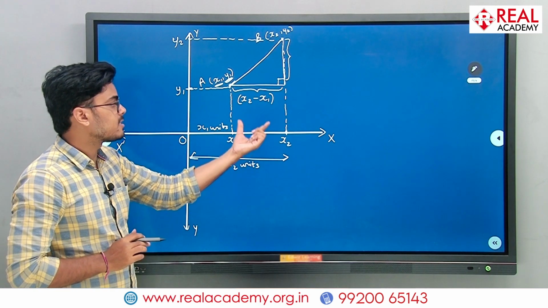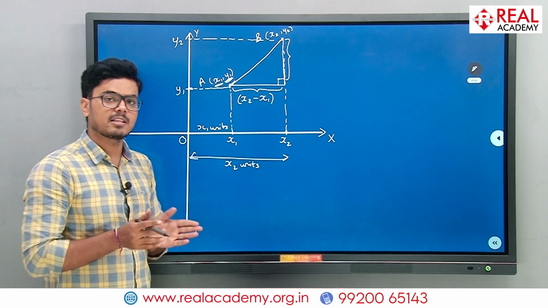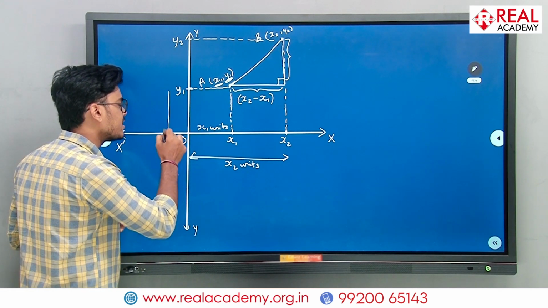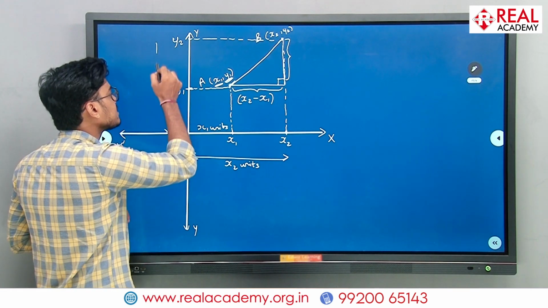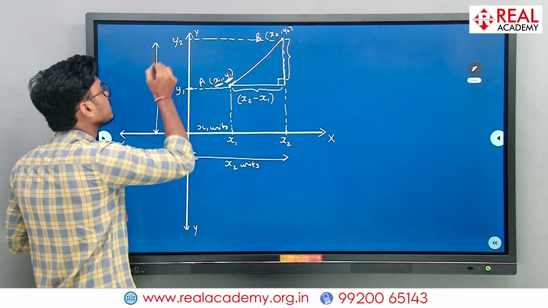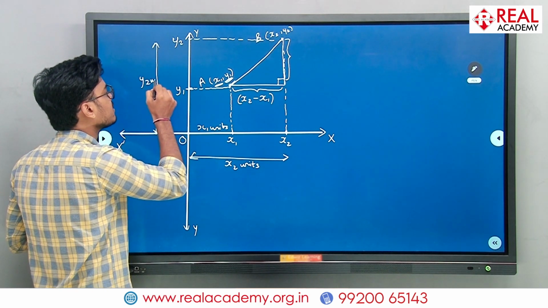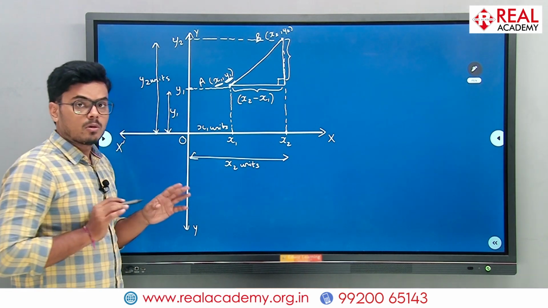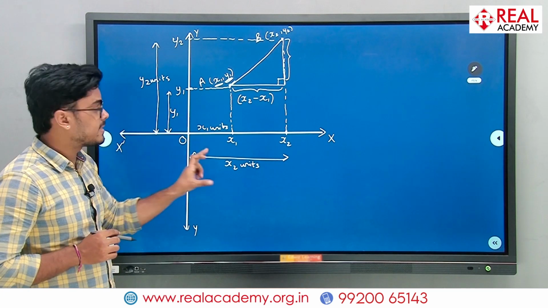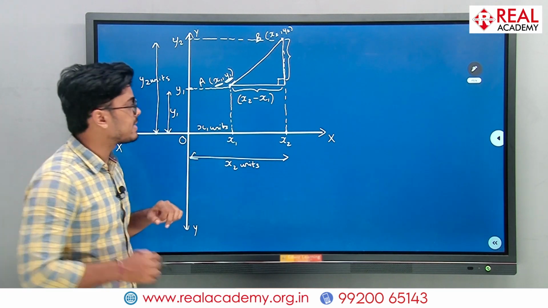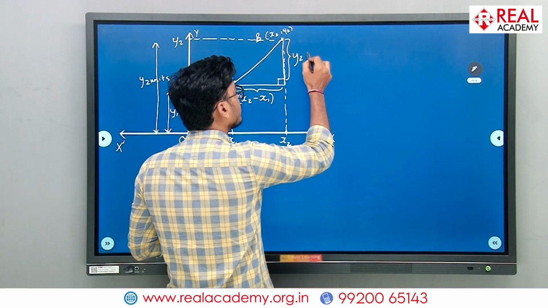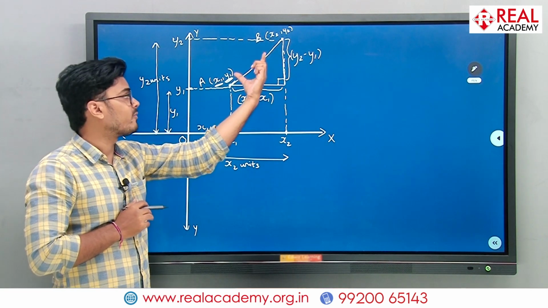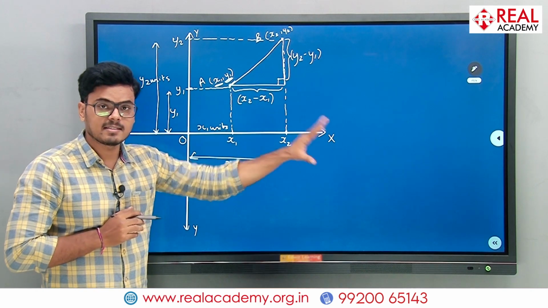This distance is what? x2 minus x1. Similarly for y, this distance is y1 units and this distance is y2 units. This is y2 units, this is y1 units. So what will be this distance? Just like we discussed in this case, x2 minus x1, this distance will be y2 minus y1. Now we have both the distances, we have to find the third distance, so we can easily derive our distance formula.